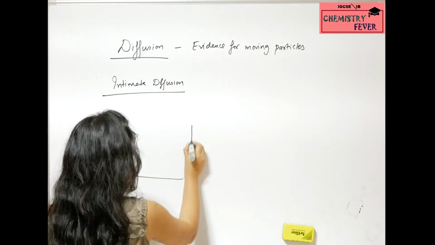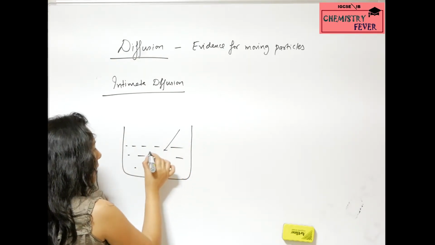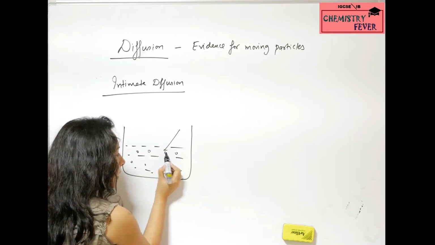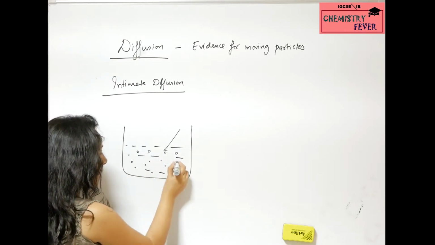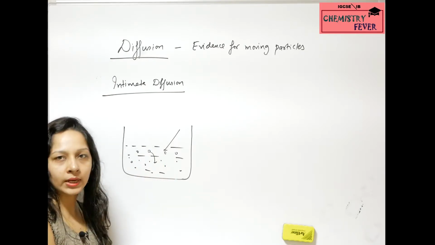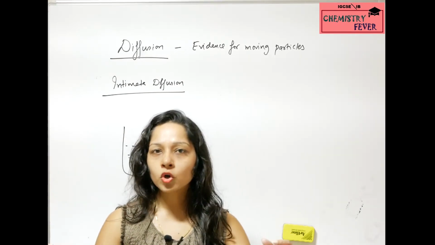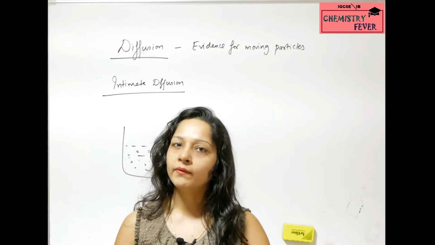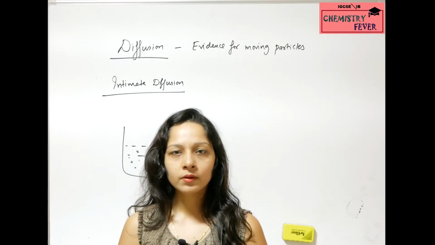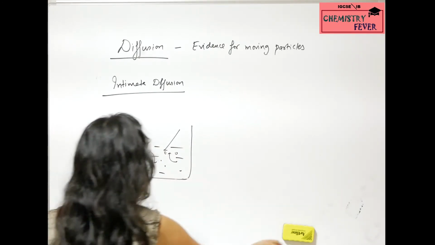So suppose this is a container containing water. Suppose you are diffusing oxygen gas into it. Now we know that gas particles have space between them, as well as liquid particles have space between them. So these gas particles will diffuse into the space between liquid particles. Liquid particles can diffuse into the space between gas particles. This is called intimate mixing, intimate diffusion. It will continue to happen till there is uniform concentration or uniform arrangement for both gas and liquid. Next.